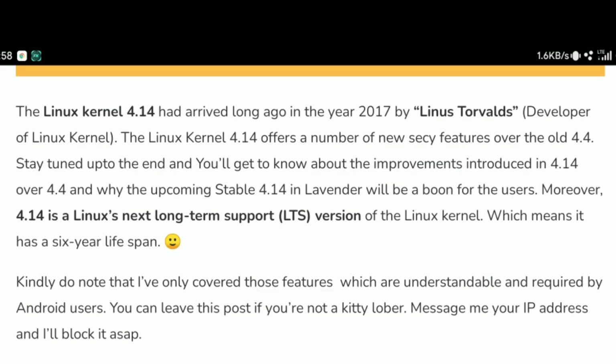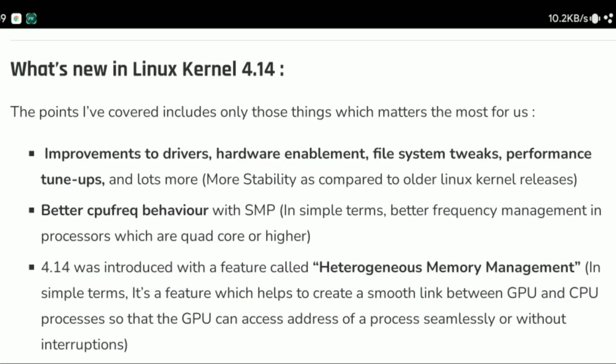Linux kernel 4.14 was released in the year 2017. Also it is an LTS version, which means long-term support and can get support up to 6 years. So here are the changes in Linux kernel 4.14, and this is the one which matters the most for our device. As compared to 4.4 kernel, there has been more improvement in stability. Then there is better CPU behavior, which means better frequency management in processors which are quad-core or higher.